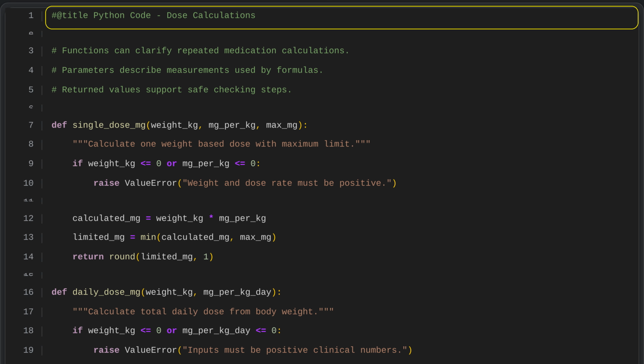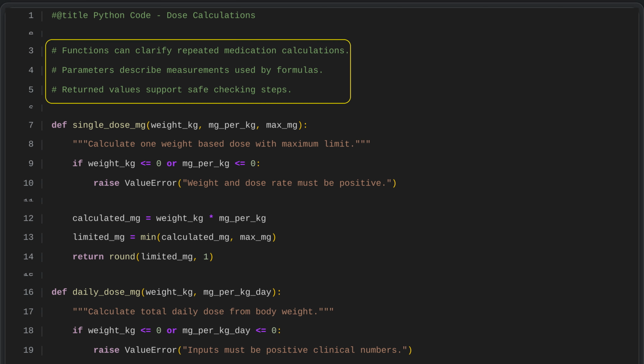Python code. Dose calculations. Functions make repeated medication calculations clearer and more consistent. Their parameters represent the measurements used in the formulas, and their returned values help support safe checking.